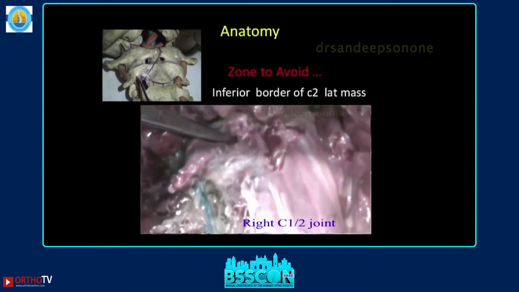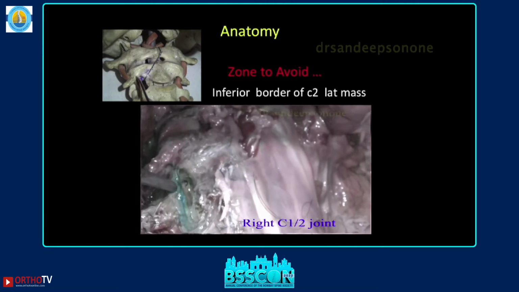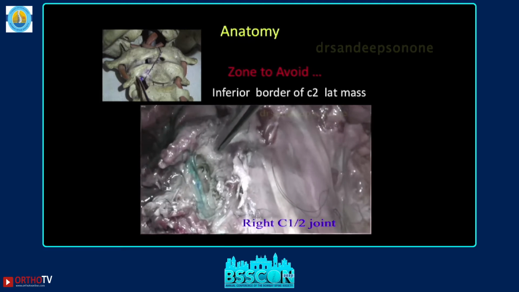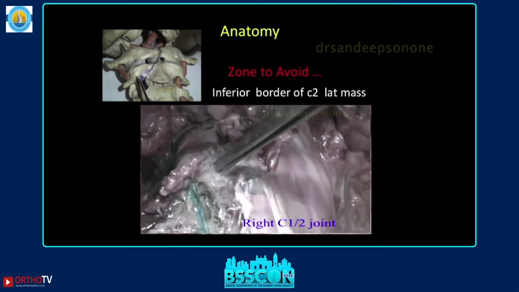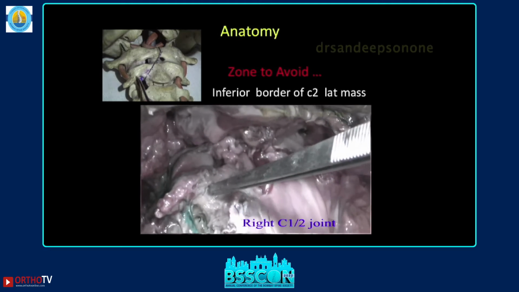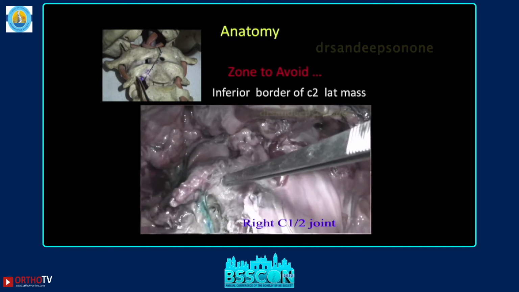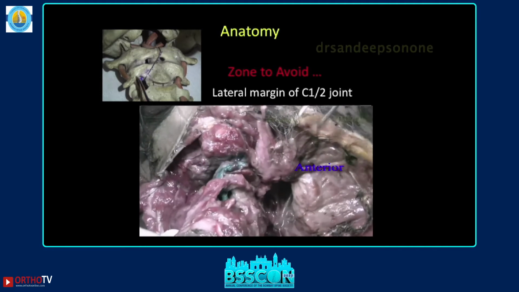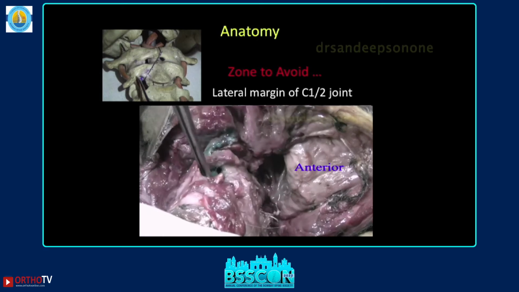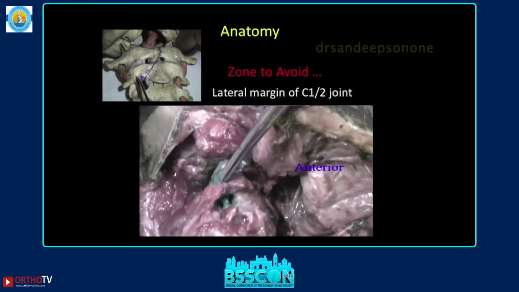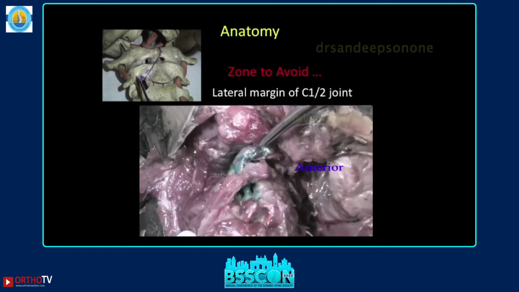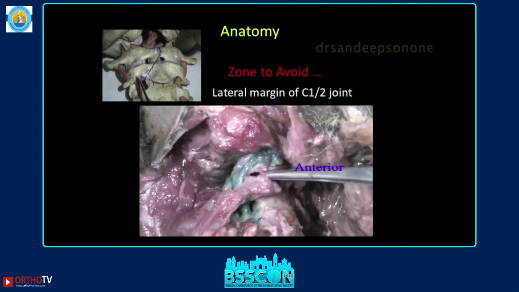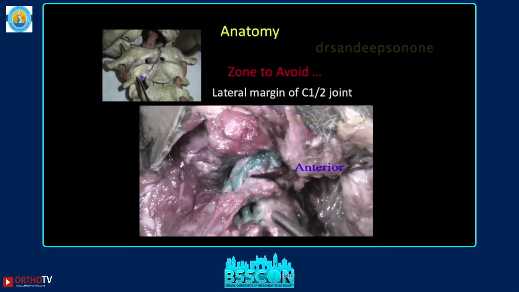One of them is the inferior border of the C2 lateral mass. Here you can see that the vertebral artery is present at a distance of around 6 to 10 millimeters, just inferior to the tip of the C2 lateral mass or the supraarticular process. Another area is the area which is immediately lateral to the C1-C2 joint complex. Hence it's important not to touch or release the lateral capsule of the C1-C2 joint complex, because that is the capsule which is protecting the vertebral artery.